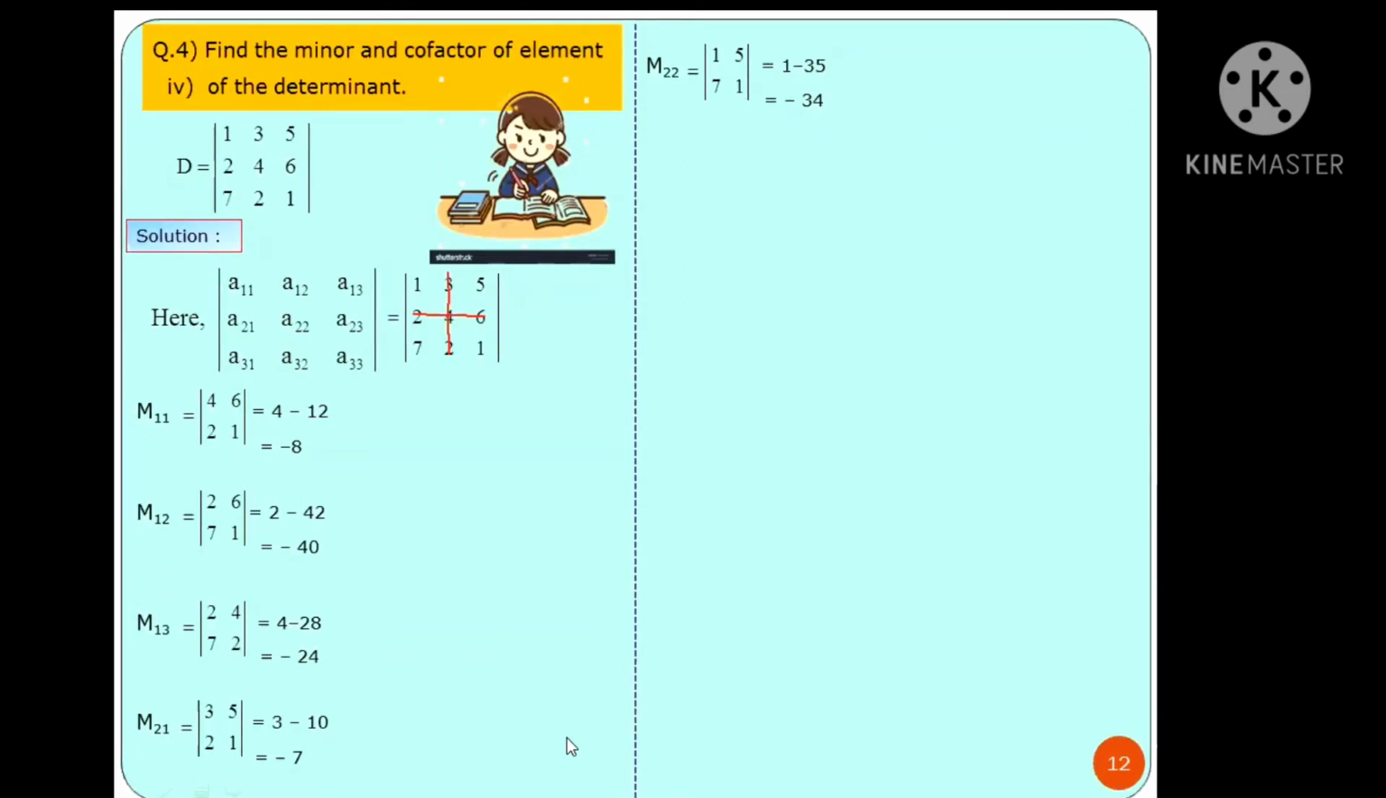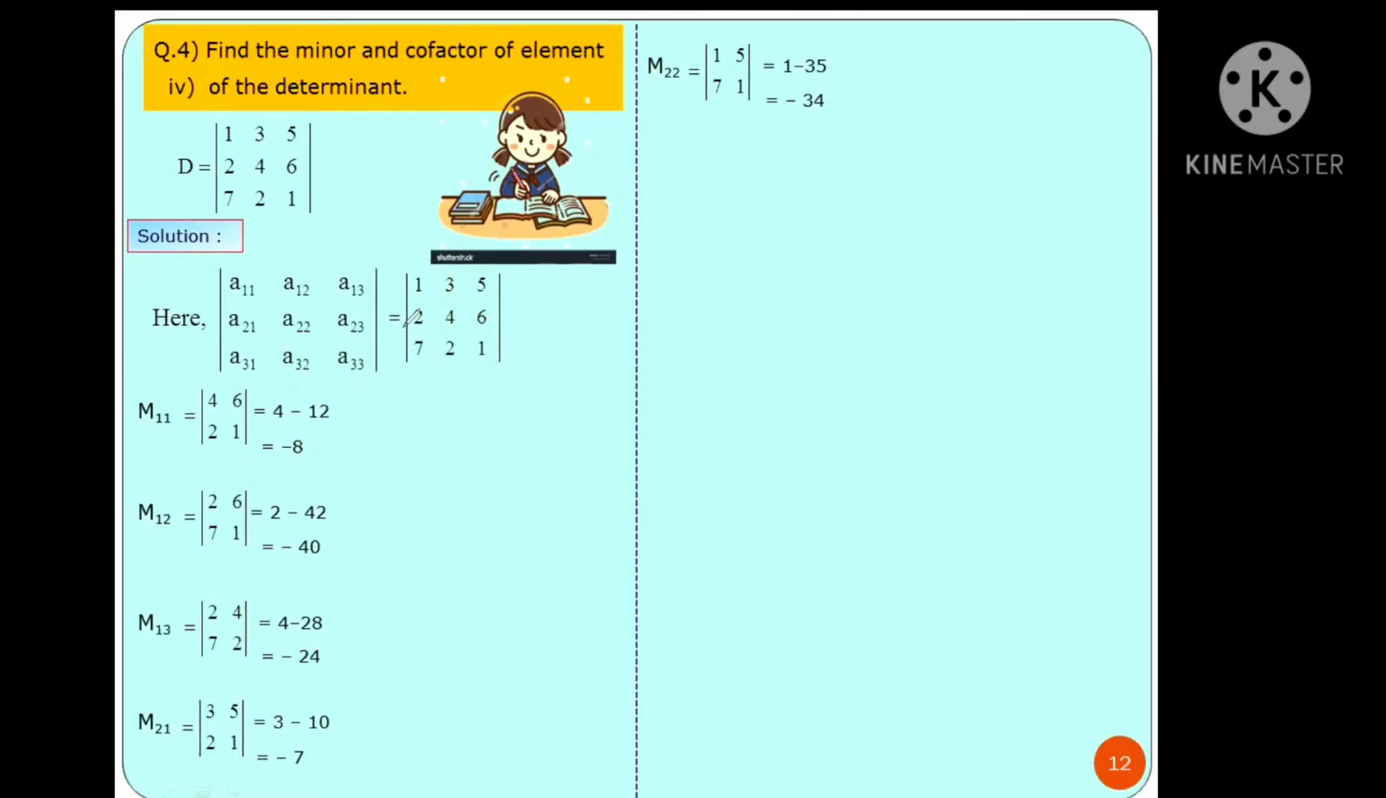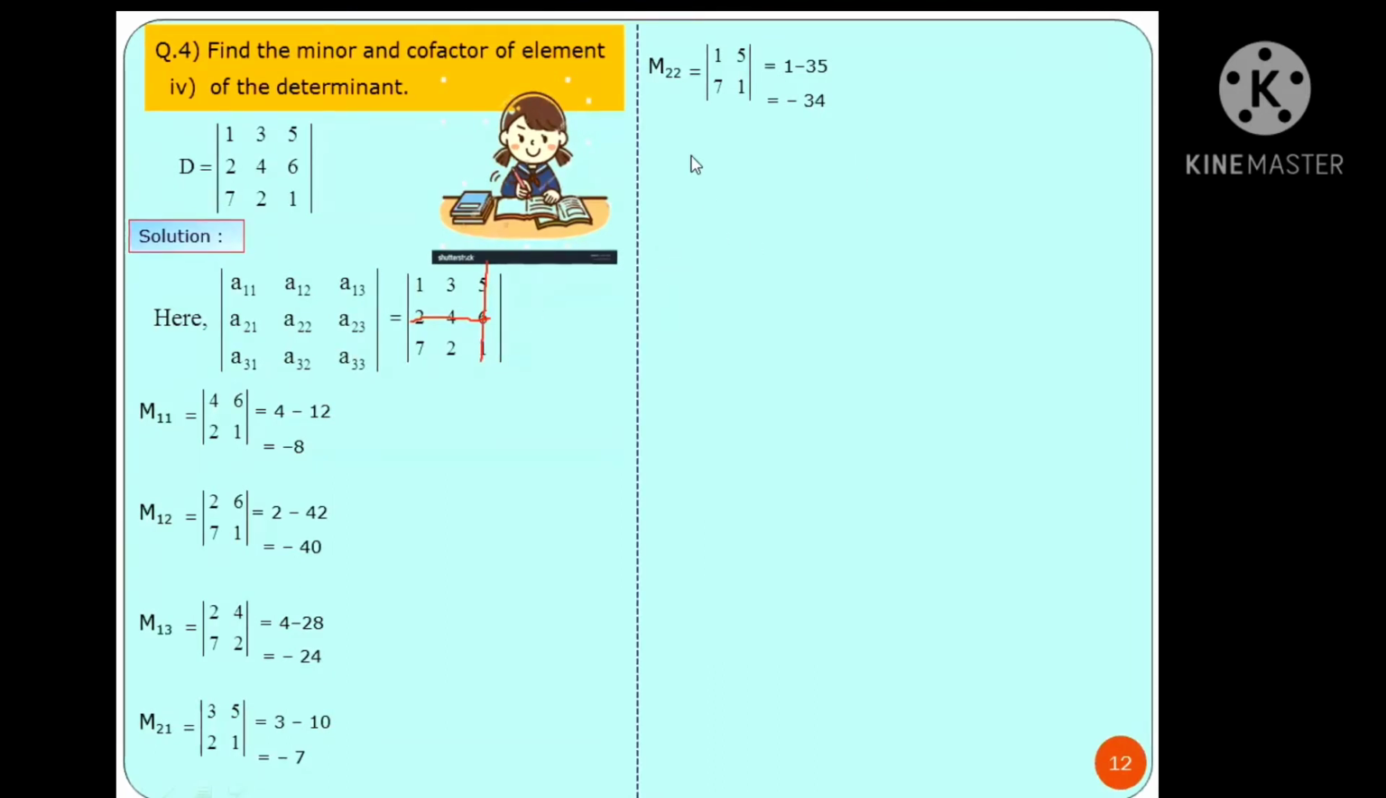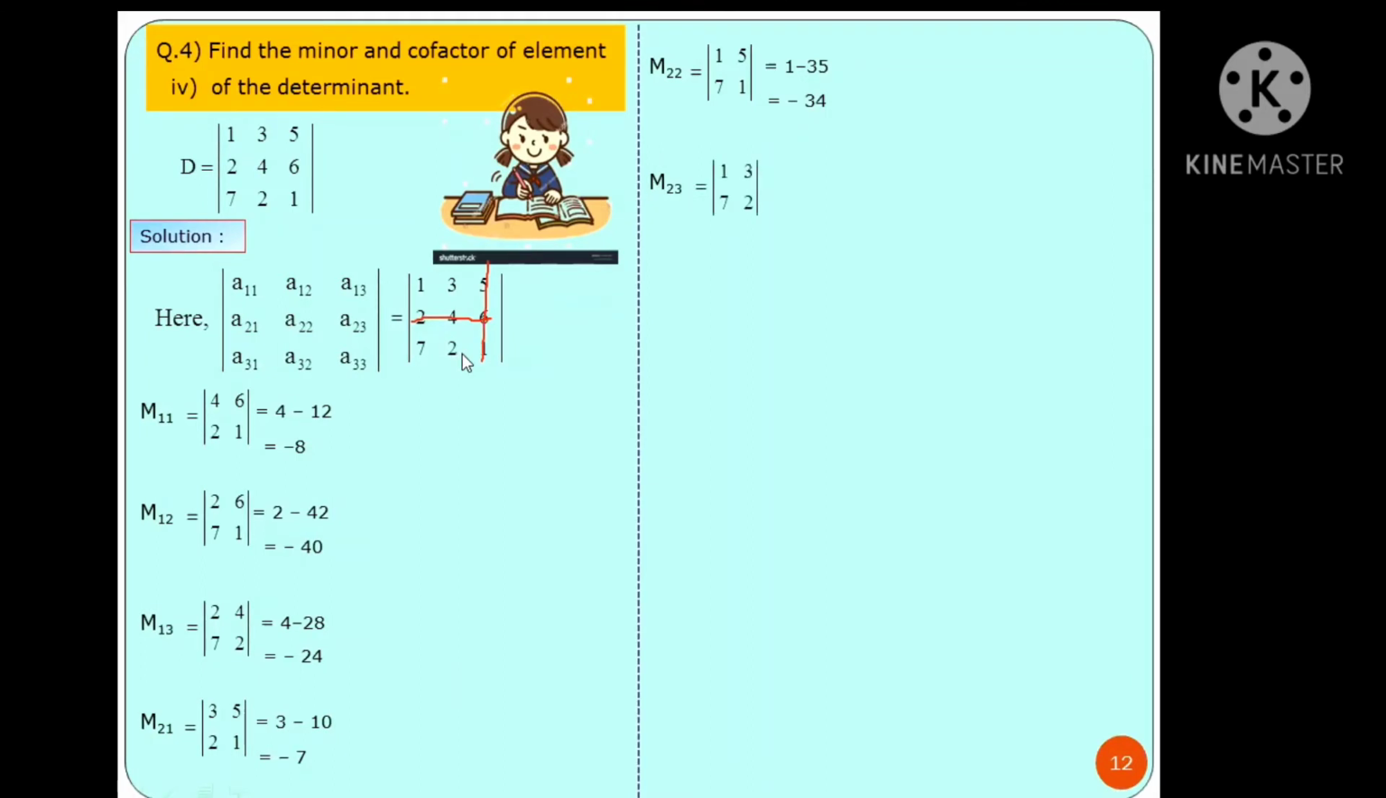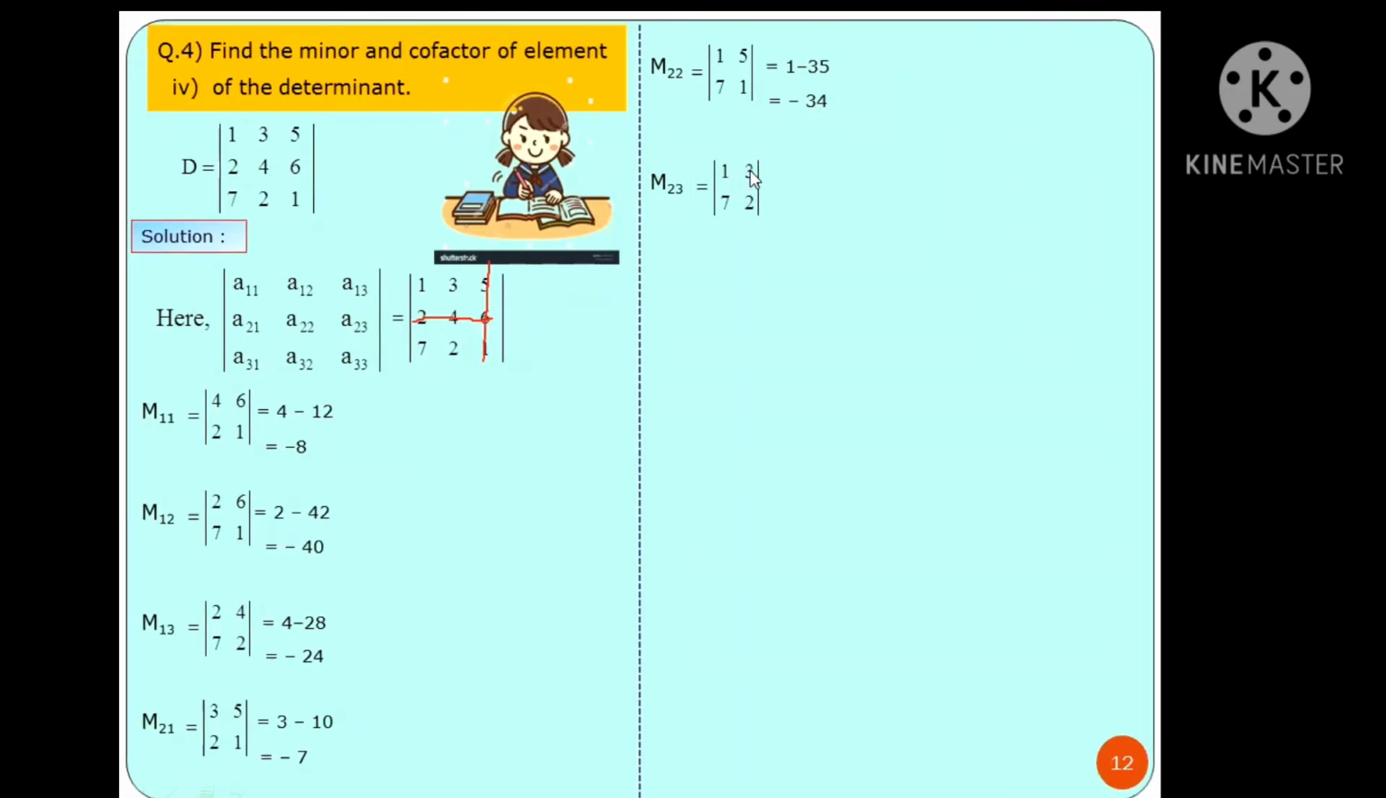Next, continue with the next minor, for second row, third column, that is M23. Eliminating the second row and third column, the remaining elements are 1, 3, 7 and 2. This is the determinant. Calculation of determinant value: 1 into 2, 2, minus 7 into 3, 21. 2 minus 21, difference is minus 19.